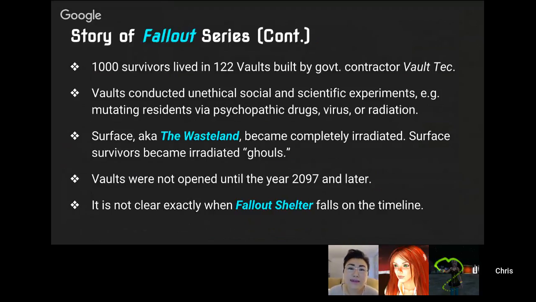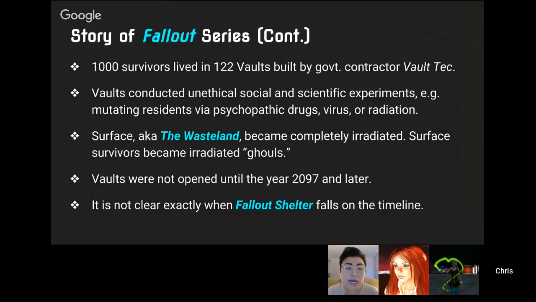The surface survivors are now called ghouls. Ghouls are not exactly ghost-like, but they look like zombies because their skin started to burn off due to radiation, and they started to lose their sanity. So the other term for them is ghouls. And these vaults, the ones that were built, were released before 2077, because the Great War happened in 2077.